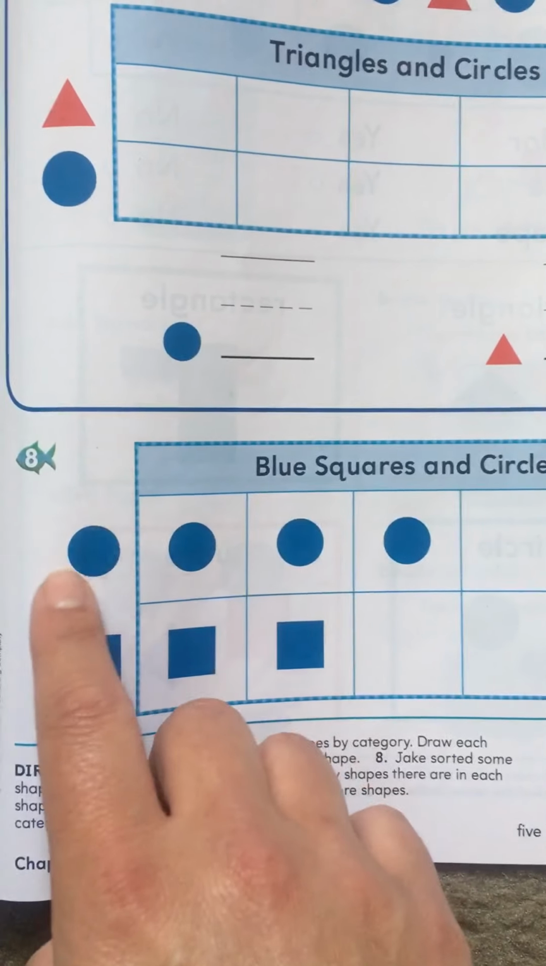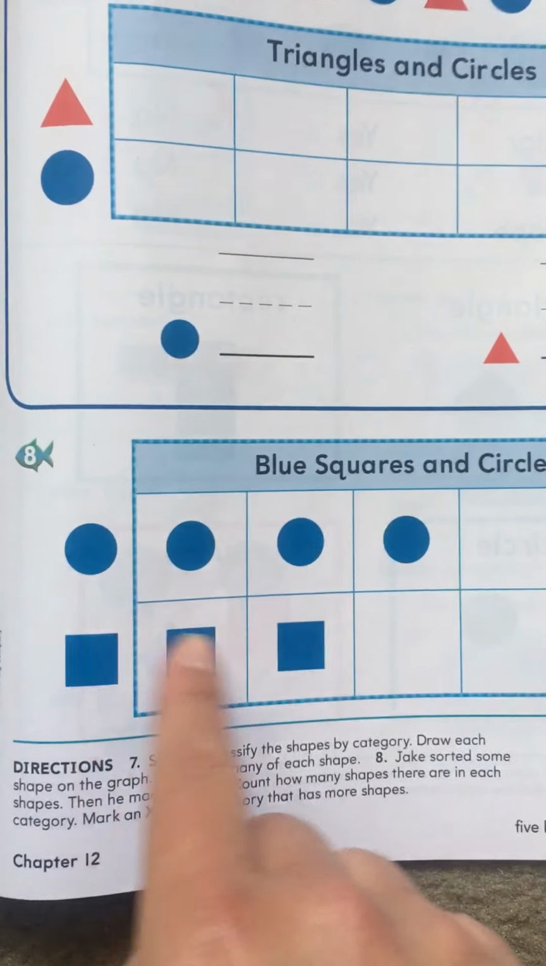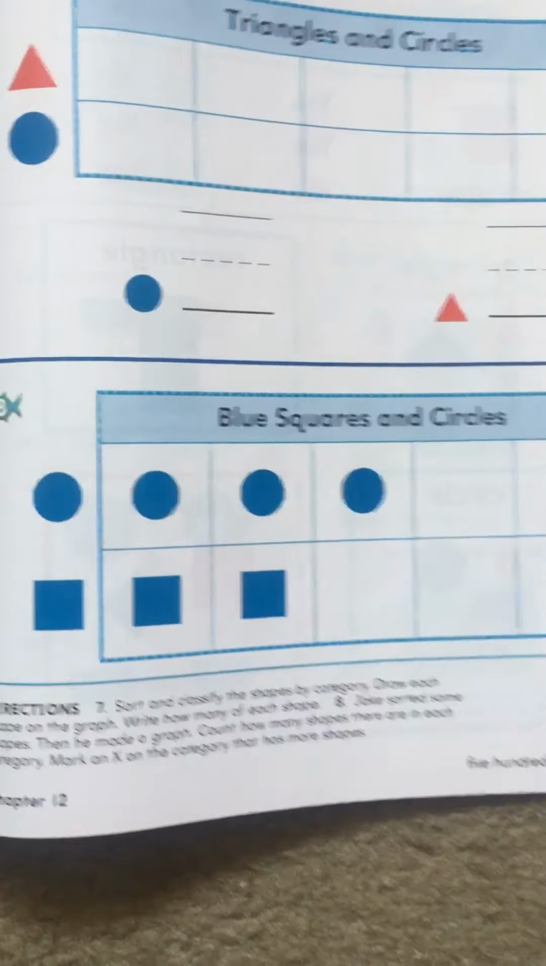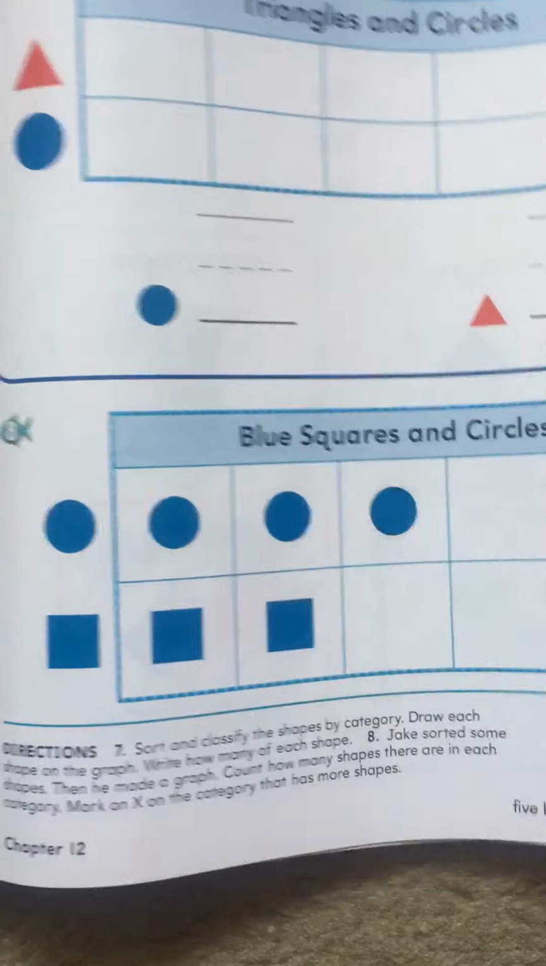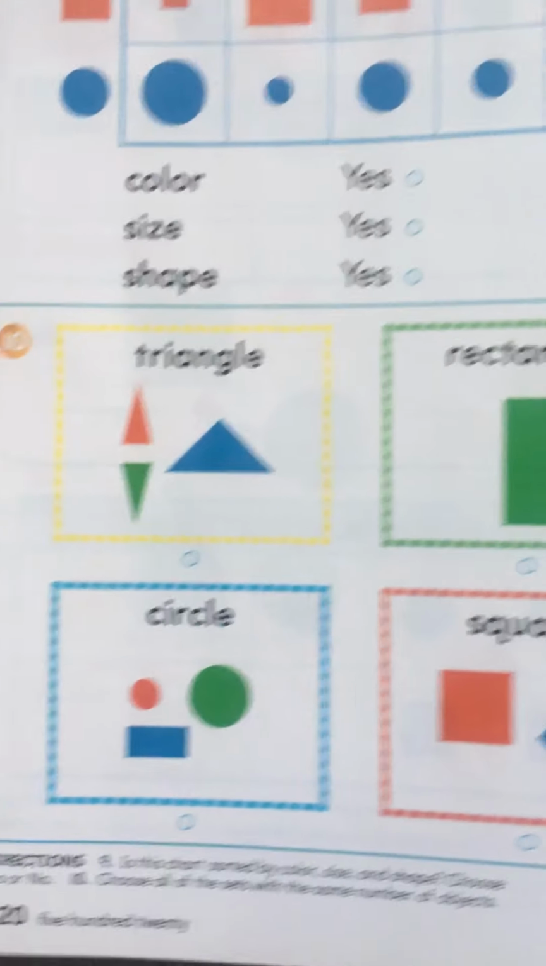So you're going to mark an X on the circle if it has more, or an X on the square if it has more from his graph. When you are done, please turn the page to page 520.